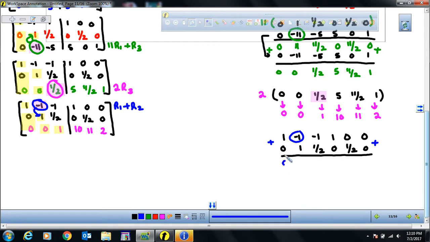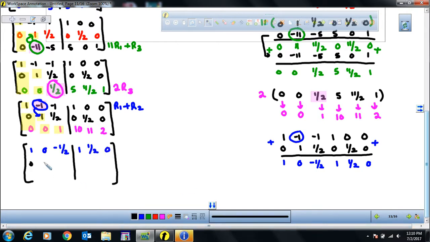So 1 plus 0 is 1 right there. Then negative 1 plus 1 is 0. Negative 1 plus 1 half is negative 1 half. 1 plus 0 is 1, 0 plus 1 half is 1 half, and 0 plus 0 is going to be a 0. So this is what we're going to get next. My top row is going to become 1, 0, negative 1 half, 1, 1 half, and 0. And I'm just going to copy down the rest of them. 0, 1, then 1 half. Then we got the 0, 1 half, 0, and the last one is 0, 0, 1, 10, 11, and 2.